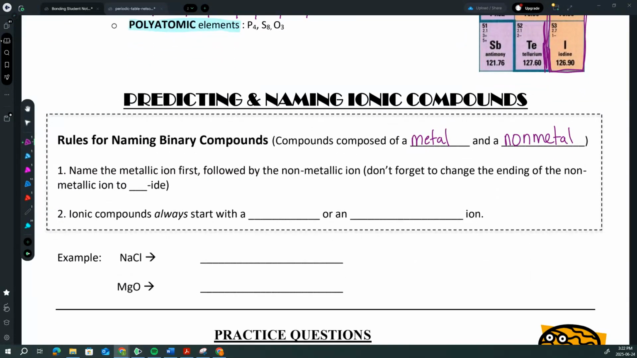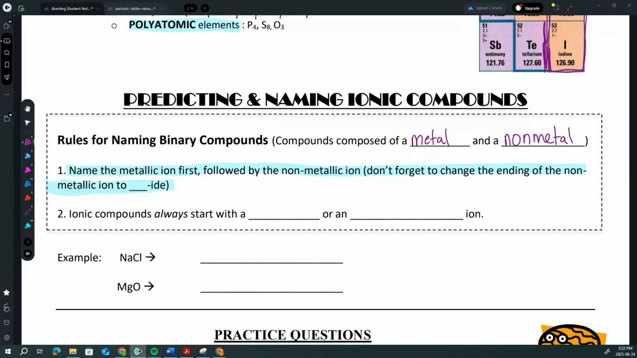We always name the metallic ion first, followed by the non-metallic ion. And you can't forget to change the ending of the non-metallic ion to IDE. That's going to be incredibly important here. So the metallic ion always comes first, the non-metallic ion always comes second, and your ionic compounds should always end in IDE.